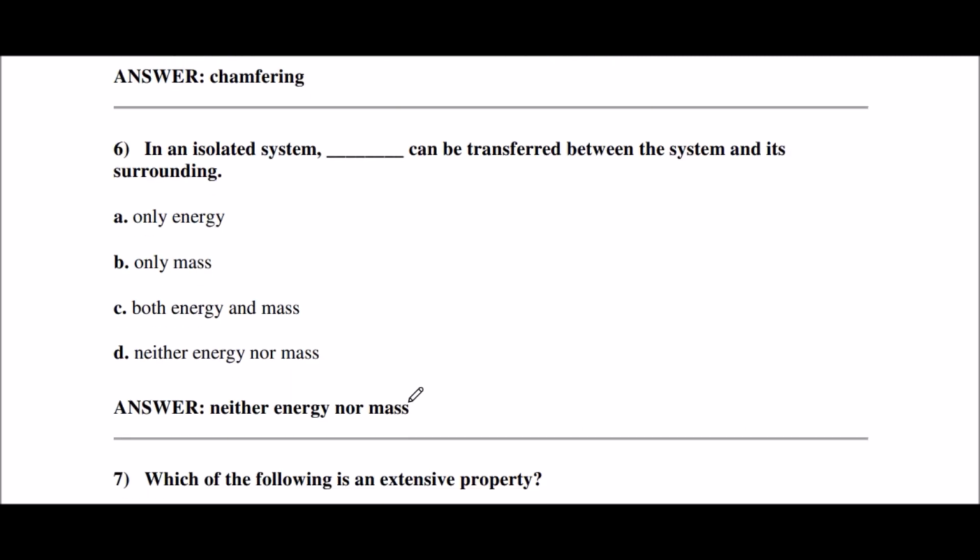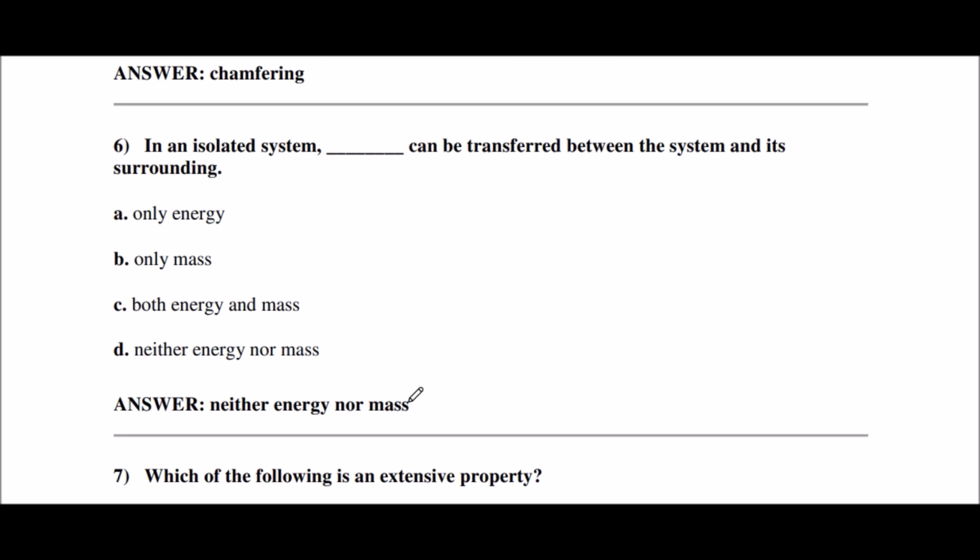Next question. In an isolated system, blank space can be transferred between the system and its surroundings. Option A, only energy. Option B, only mass. Option C, both energy and mass. Option D, neither energy nor mass. Right answer here is option D, neither energy nor mass. In an isolated system, neither energy nor mass can be transferred between the system and its surroundings.